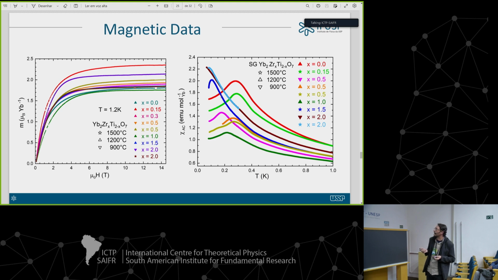And here on the right, the AC susceptibility as a function of temperature at very low temperatures. We were able to see anomalies in the AC susceptibility, which we associated with the magnetic phase transition to long-range order, for almost all compositions besides the last one, X equal 2, for which we were not able to go low enough in temperature to see what happened.